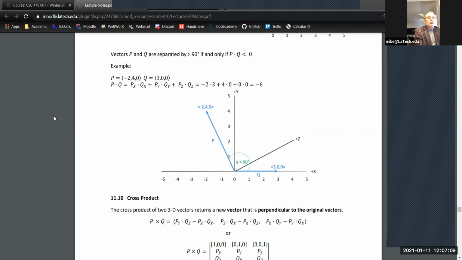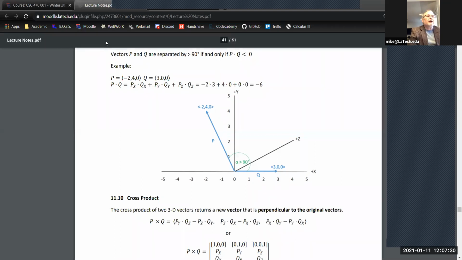It's also used, we'll see very shortly, next lecture, in determining whether or not a polygon is facing a viewer or facing away from a viewer. Okay, so it's very, very critical. We're about to start using it, and in fact, in our very next lecture, we will use it.